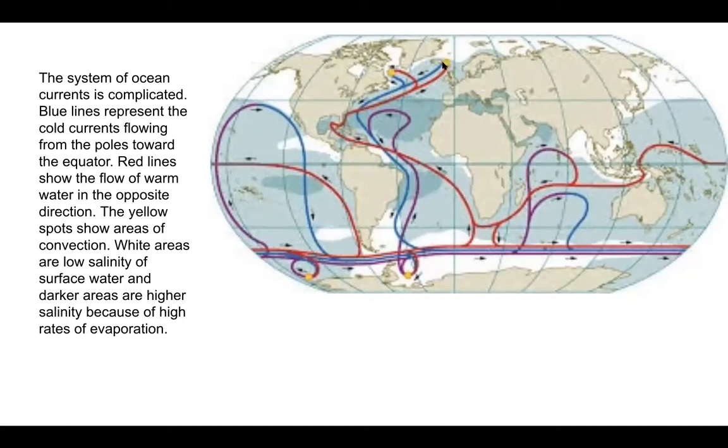This is where it's getting mixed and cooled off and goes back down again. Also over here in Labrador in Canada. And then down here in Antarctica, again, areas of convection. So this is where the big convection is happening.